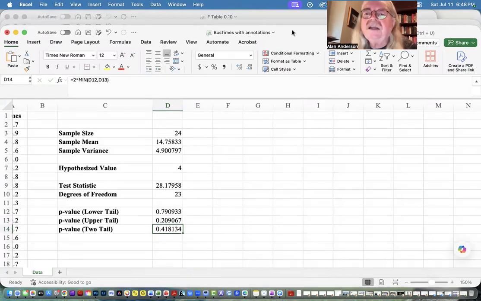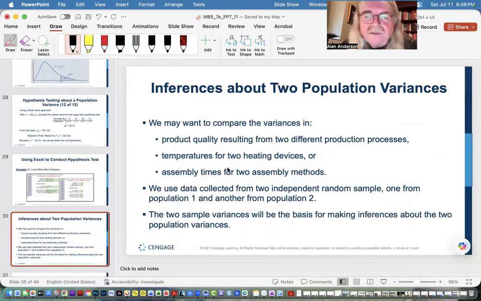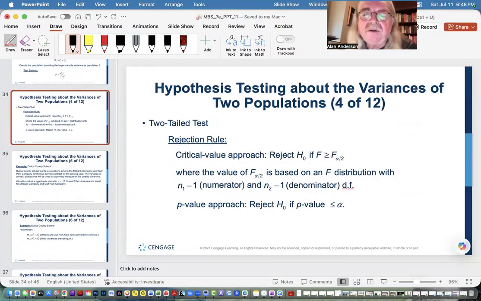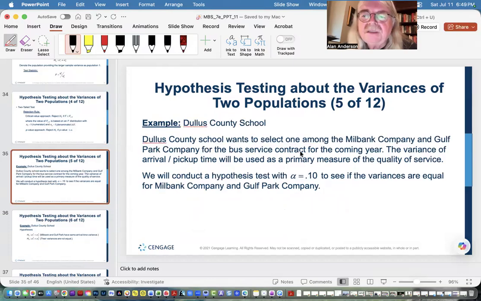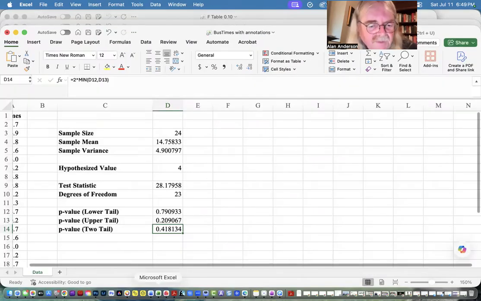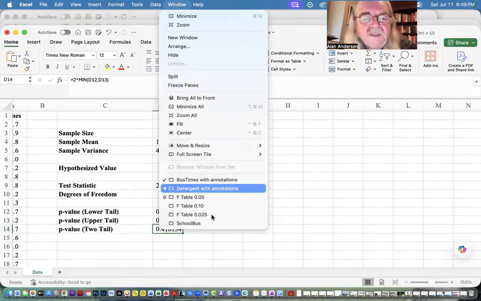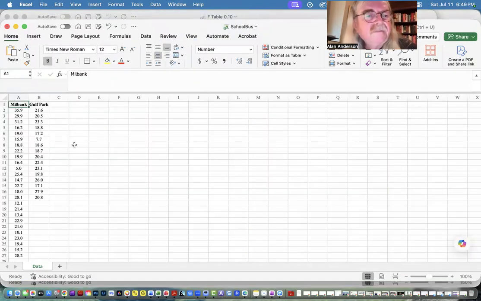All right. So again, why don't you hang on to this, save it or send it to me, or we'll do this on Monday. And then the last one is the Dulles County school buses. Here we're comparing Millbank with Gulf Park Company. So this time we're using the F distribution. By the way, this one is called school bus. So you get the data over here. Now this one is being used with the analysis tool pack. Maybe we could have done it without the tool pack, but this is what they are asking us to do.